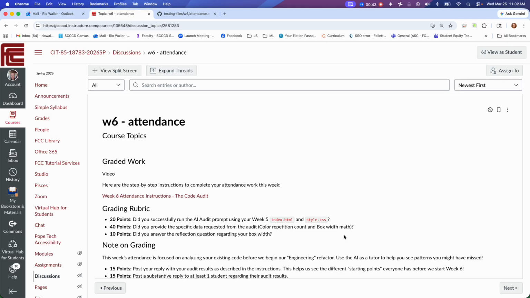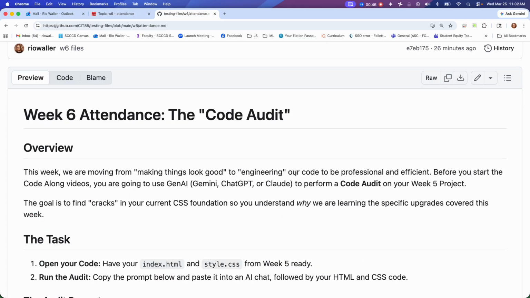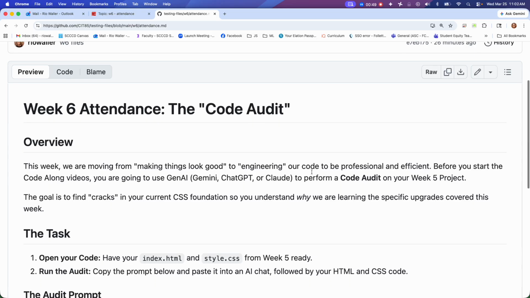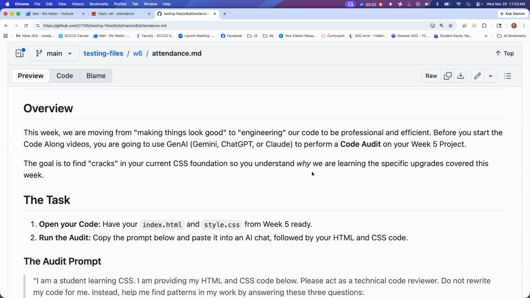So what you're going to do for this one, and I have the instructions up, is we're going to do a code audit. This is really good because sometimes we're doing things because the instruction tells us to, not completely understanding why. And that is oftentimes the most important thing you walk away with: why are we doing it this way? Because what we're doing through the code alongs and through the project and now through attendance is we're trying to say, here are the skills that you're learning, how do we level up those each week? So this week we're going to do it via a prompt and the AI audit.